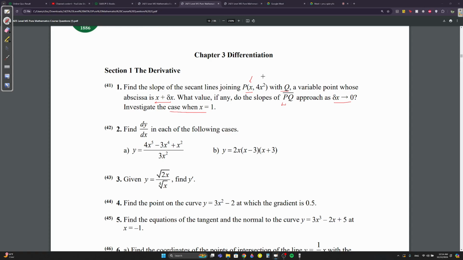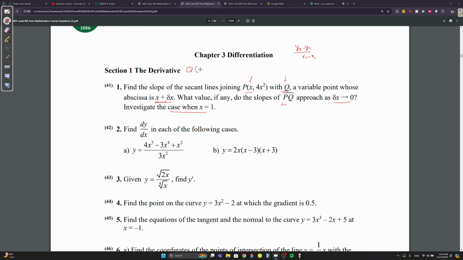So we need to find the slope. The slope is y2 minus y1 over x2 minus x1. Okay? Here, the y of Q, they don't ask this question by the way in the written, but in case it comes in computer, it's going to be like the quiz. We need the y of Q. We only have its x.